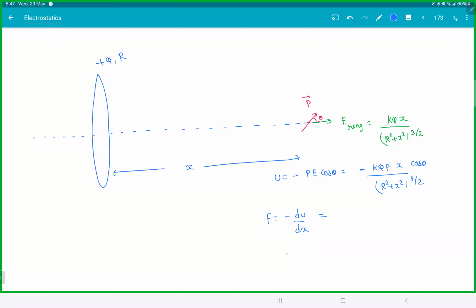If you want to find torque, torque is actually easy. Torque is simply P cross E. So the main idea here is, since the dipole is very small, we can assume the field is almost uniform there. Clear? So you could use the same technique on dipoles also. It doesn't matter what system you bring. If the dipole is very small, find the potential energy and differentiate it.